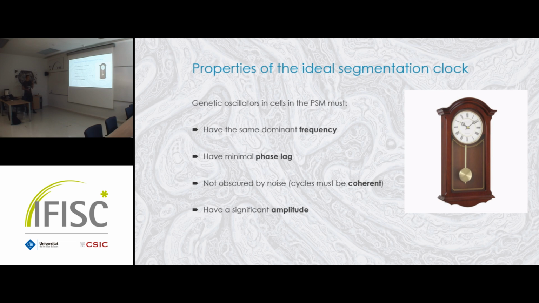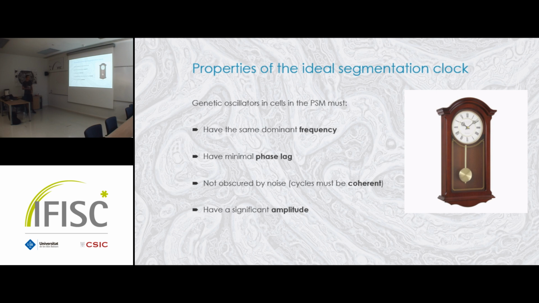Furthermore, the quality of the cycles in the cells must be sufficiently good for them to be interpreted by the wavefront, if you like. So they mustn't be too obscured by noise, they mustn't be too noisy, so they must be coherent, and they must have a decent amplitude as well.